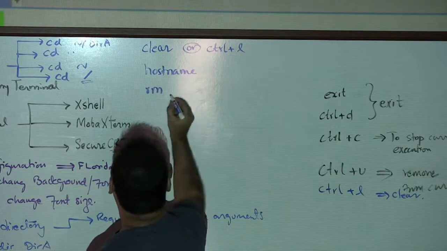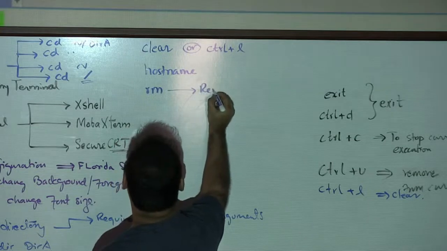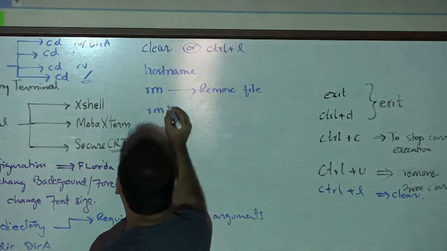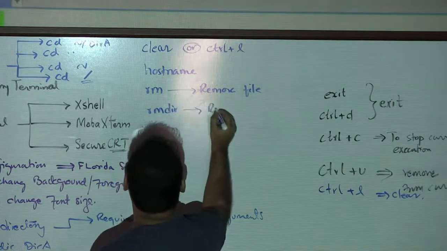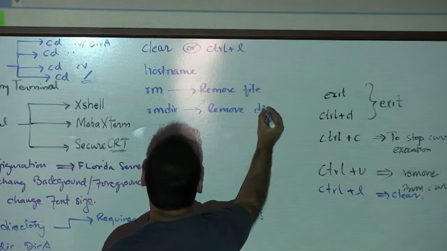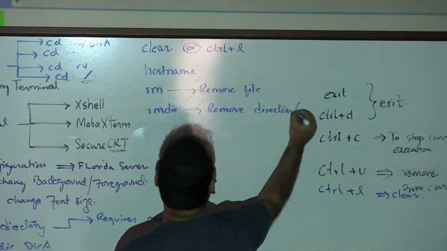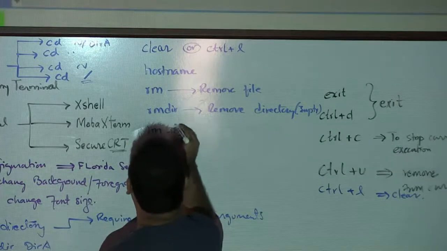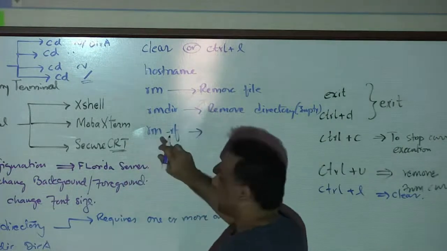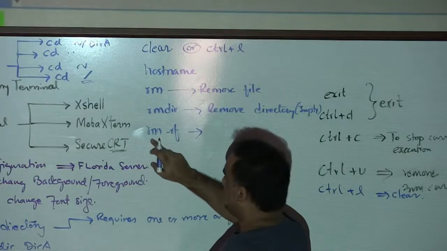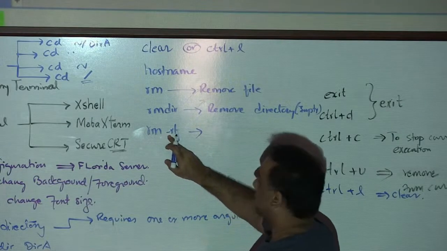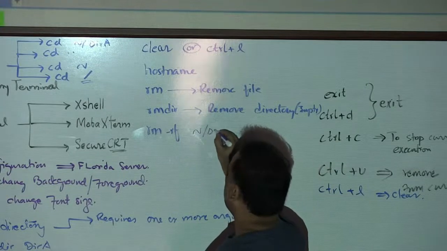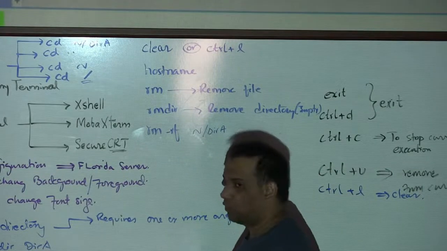rm is to remove a file. This removes files, not directories. rmdir is to remove a directory, which must be empty. If you want to remove a directory which is non-empty, then you use rm with the options recursively and forcefully, for example rm -rf dirA, and that will remove it.